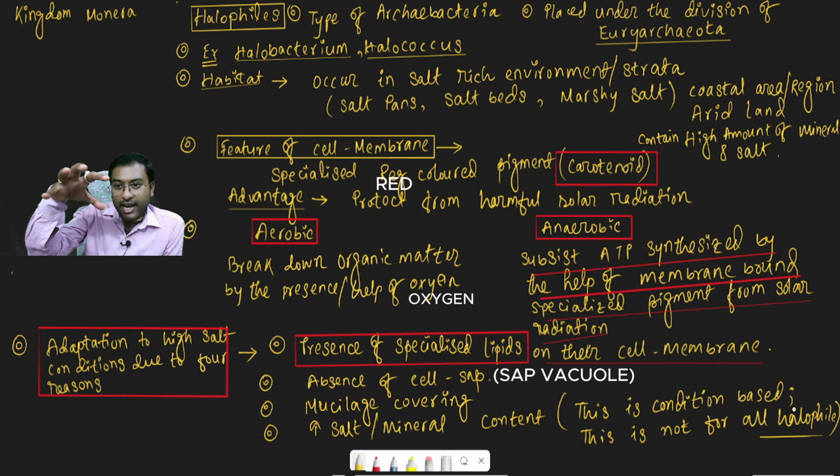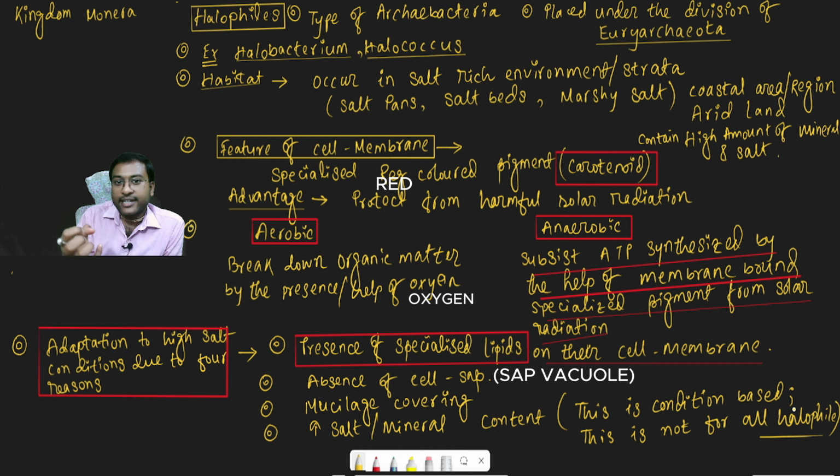These halophiles can live in 2 conditions. The first is the aerobic condition, in which they easily get their required energy by breaking down organic matter with the help of oxygen. If they exist within the anaerobic condition, they can subsist on ATP synthesized by the help of membrane bound specialized pigments from solar radiations.